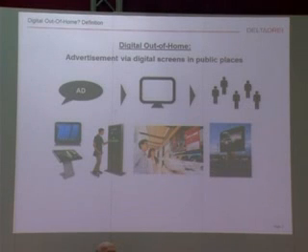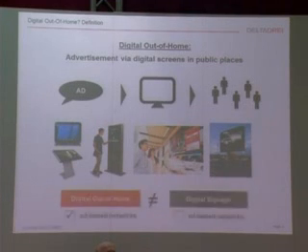A very important aspect of this is advertisement. This whole industry is about ad-based networks. So you have the advertising which is distributed via the screens to the public sphere. And this is a difference between digital out of home, which is a term that I'm going to use today, compared to digital signage, another term that you may be familiar with or not, which is basically just information screens which are not ad-based.